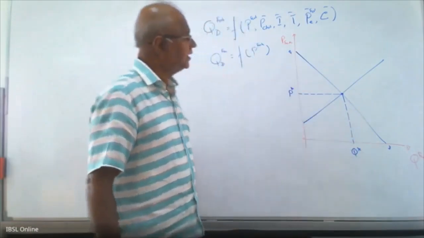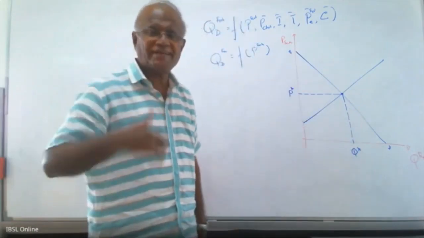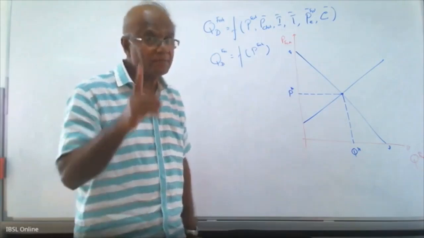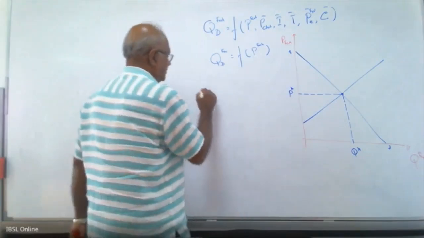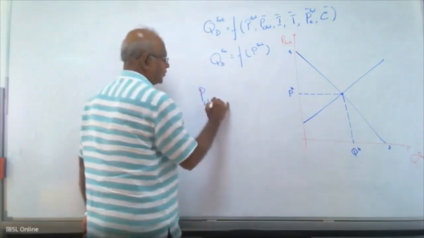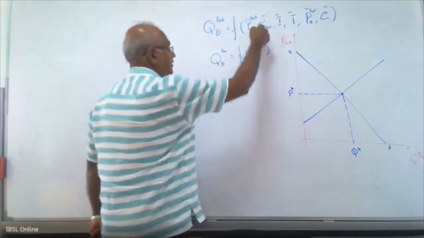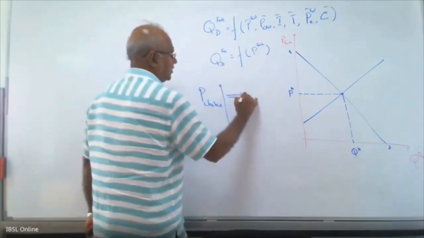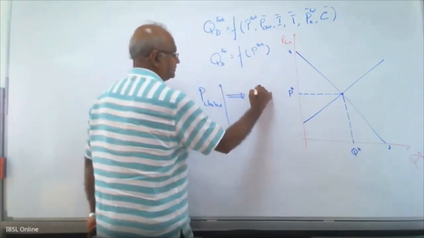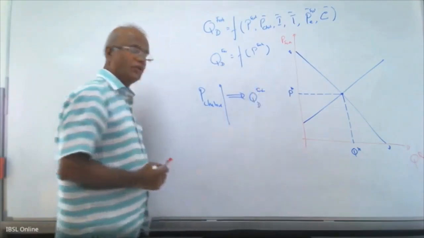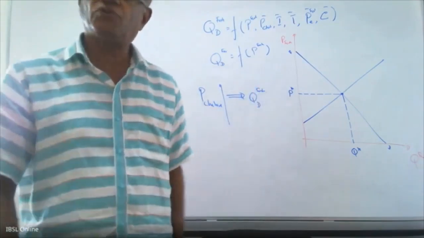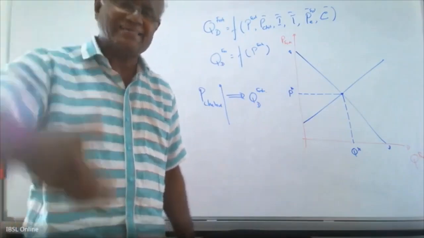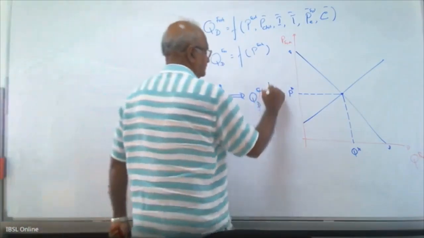Now suppose the price of chicken increases. What will happen? Chicken is a substitute product for fish, and its price increases. What will happen to the quantity demanded of fish? Chicken is expensive, so the demand for fish increases.